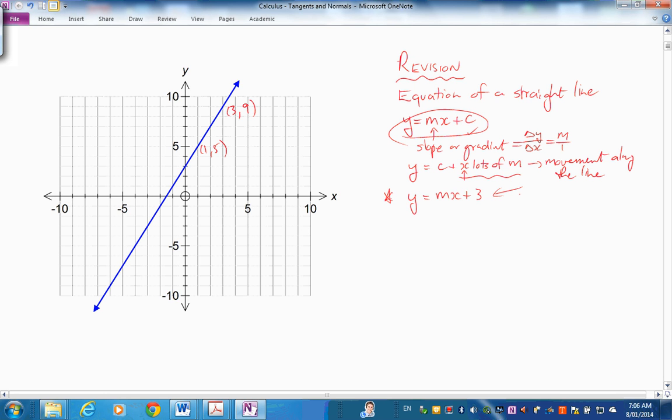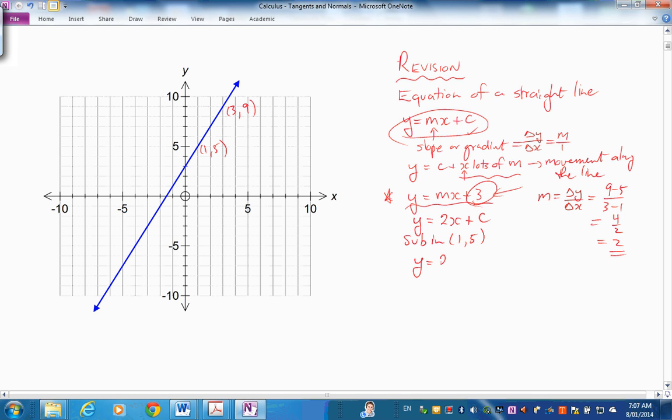Okay, in the usual way of using this, we would say the slope is, well, let's do it over here, delta y on delta x, change in y, 9 take 5, change in x, so it's 4 over 2, or 2. That's doing it without calculus. So y equals 2x plus c. If we didn't know this, we could sub in a point. Let's sub in 1, 5. It doesn't matter which point you sub in, it will work because they're all on the same straight line.